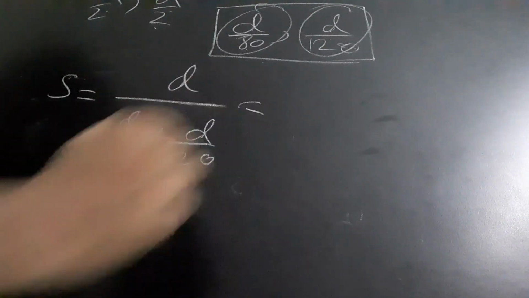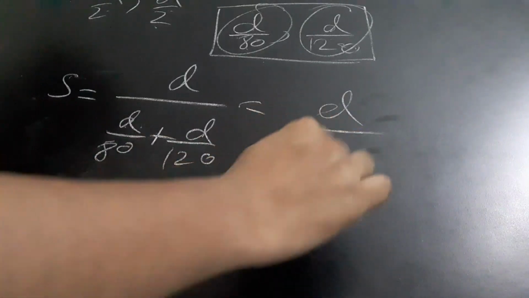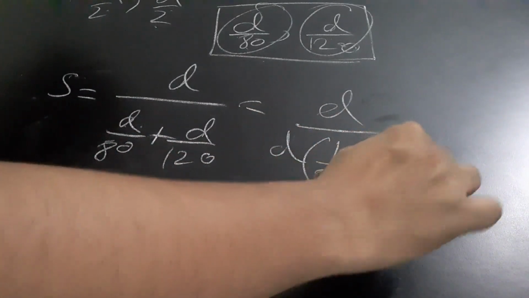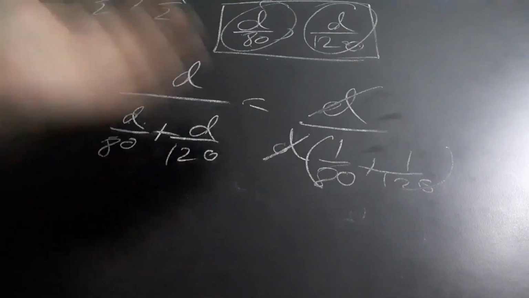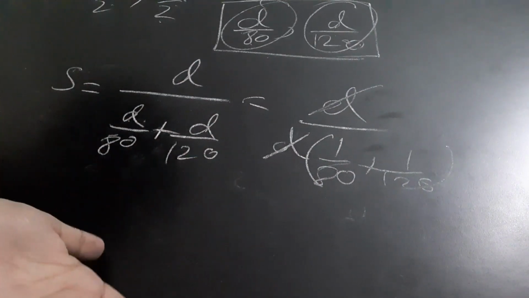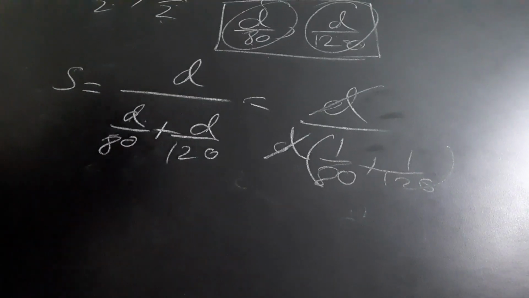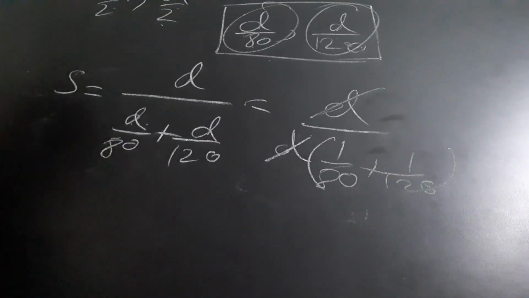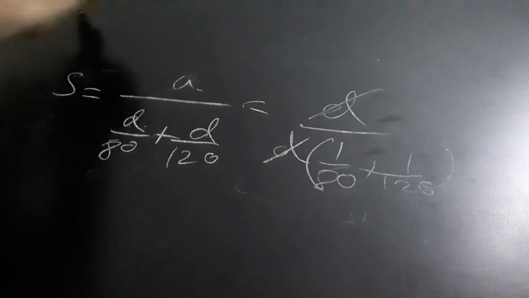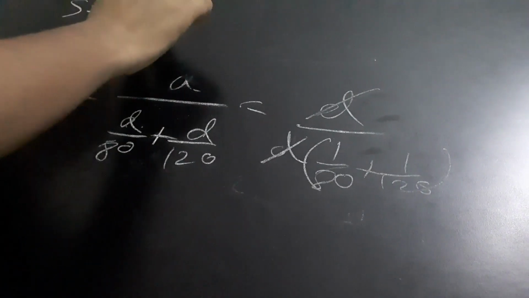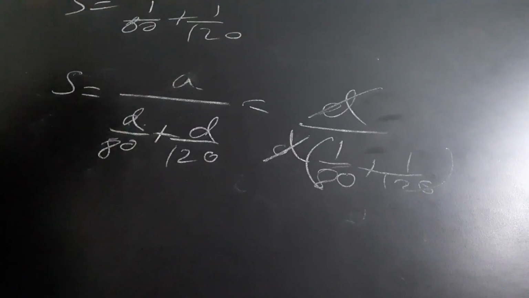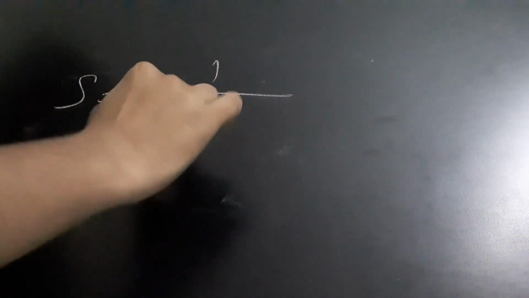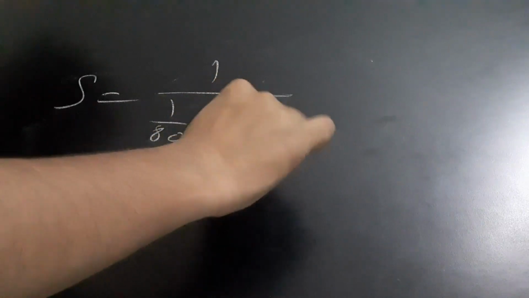Now if I factor out d from here, I get 1 upon 80, 1 upon 120, like this. And then I can cancel d here. And that should happen because d is not given in the initial question. That's a variable which I have assumed myself. We are left with S is equal to 1 upon 1 by 80 plus 1 by 120.